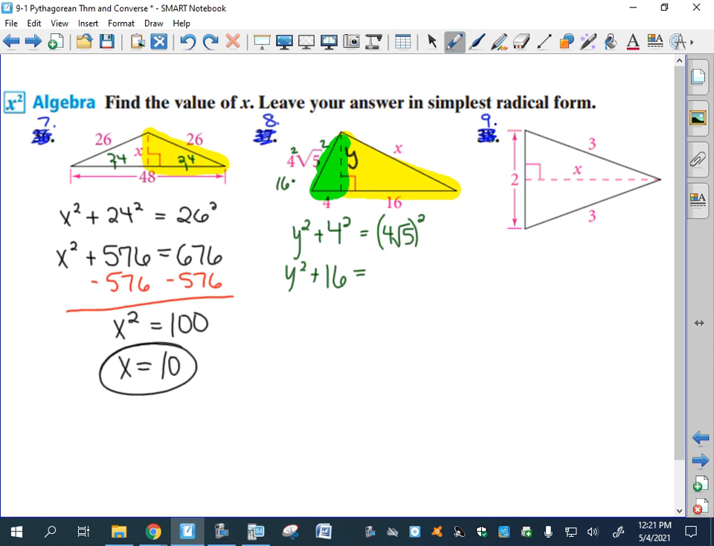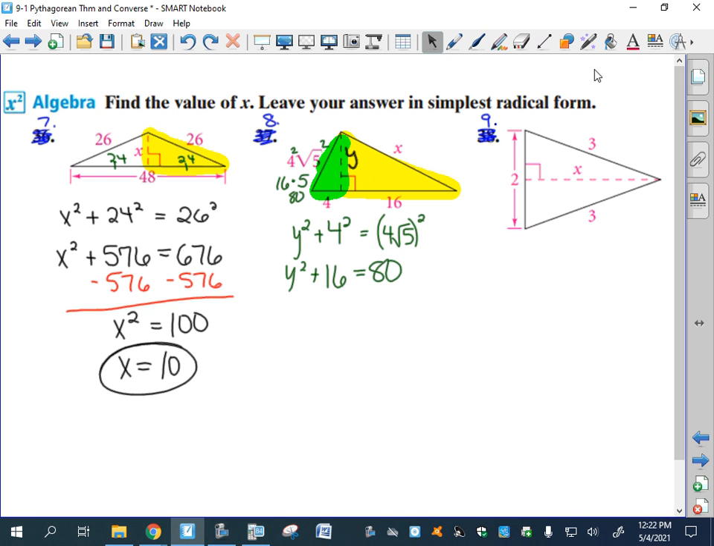Or what's the square root of 5 squared? 5. Well, somebody said 25. That's all I heard was 25. Oh, I thought you meant it would stay square root 5. Yes, it would stay as a 5. I thought you meant it would stay as a square root of 5. I'm sorry. What's 16 times 5? 80. So we're going to put 80 here.